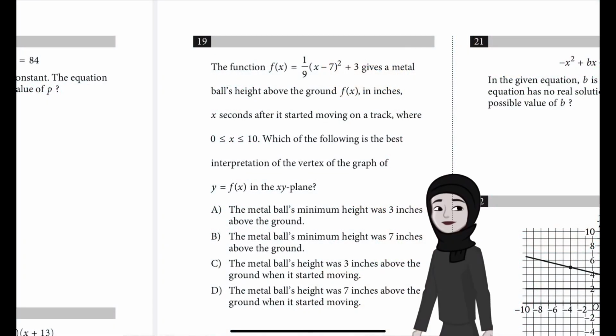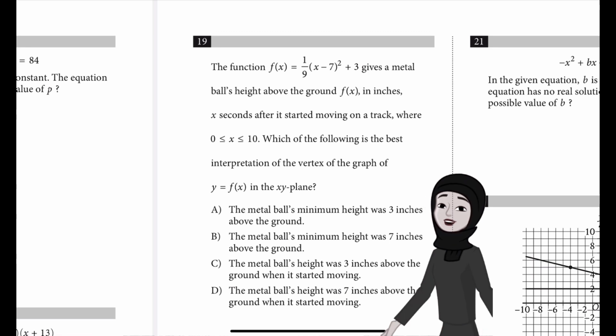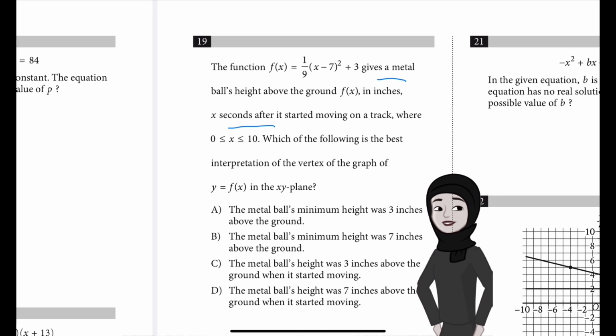So now let's start off with question number 19. The function f of x is equal to 1/9 times (x minus 7) the whole square plus 3. This gives a metal ball's height above the ground, f of x, in inches, x seconds after it started moving on a track. So this function is giving the height x seconds after it started moving on a track.